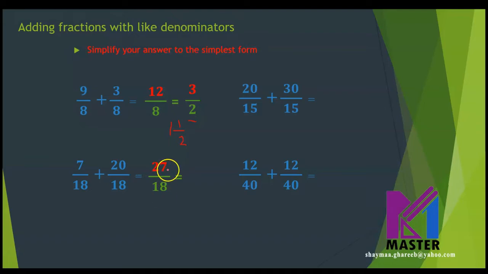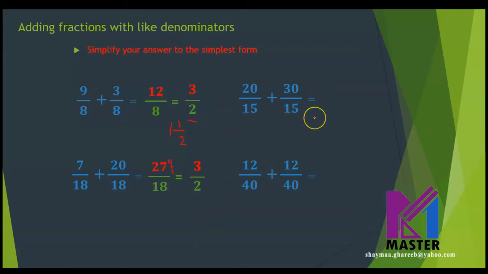I can divide up and down by 9. So when we divide by 9, up and down, 27 divided by 9 equals 3. 18 divided by 9 equals 3. Then the answer will be 3 over 2 as well. As you can see, same answer as one above. Let's move to the next example.